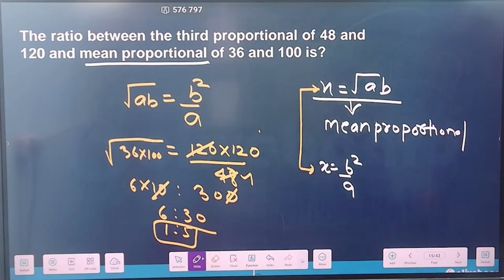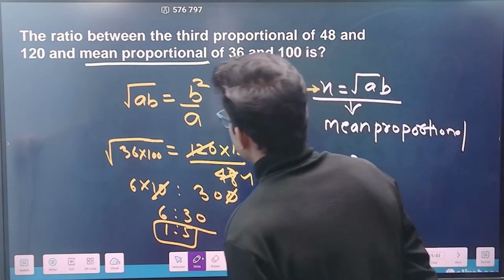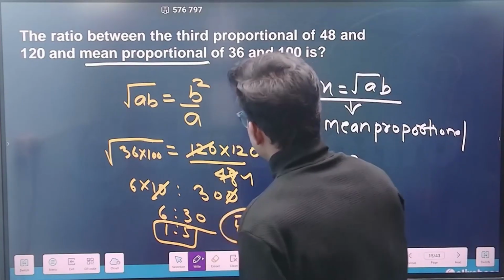Is it done? Can I say that the answer is basically 1 is to 5 or 5 is to 1? Basically, what they're asking, the answer would be 5 is to 1, not 1 is to 5. Just reverse this.